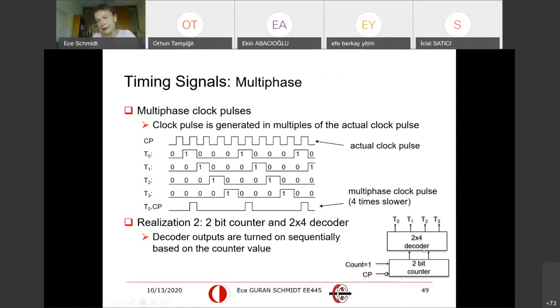Now, that is the input that is provided to the decoder, which we reviewed a little bit before. So when it is 00, only T0 is 1. When it is 01, only T1 is 1, and so on. So we learned this in 348. We will now exactly use this to build the control circuits of our computer.